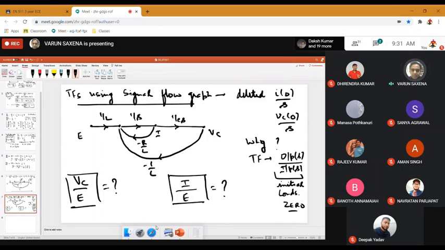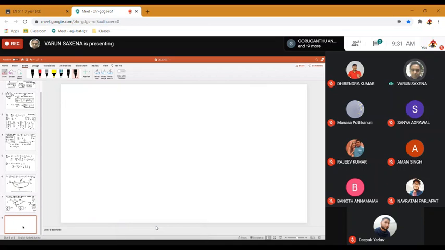Now, how do we evaluate transfer functions using a signal flow graph? We use Mason's gain formula. Suppose we need to find VC over E. That will be given as summation K equal to 1 to N, if you people remember, M K del K, whole divided by del. So this was basically what it was.